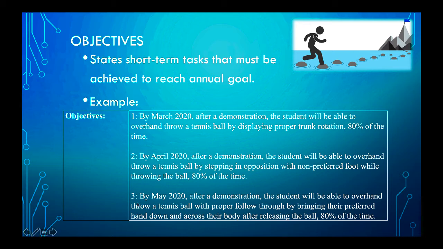And then the last objective, objective 3, is by May 2020, after a demonstration, student will be able to overhand throw a tennis ball with proper follow through by bringing their preferred hand down and across their body after releasing the ball 80% of the time. Because again, as stated in the present level, the student was just throwing, stopping their arm, and then bringing it down to the same side of the body. So these are specific skill criteria, not based upon your teaching, not based upon your activities, based upon the skill itself, in order to get them to be able to perform a mature overhand throw skill.